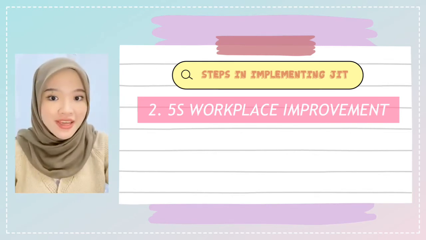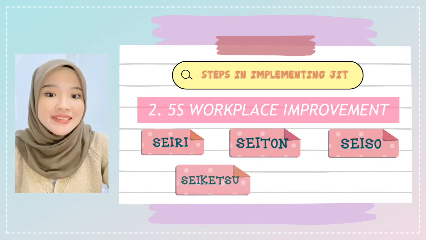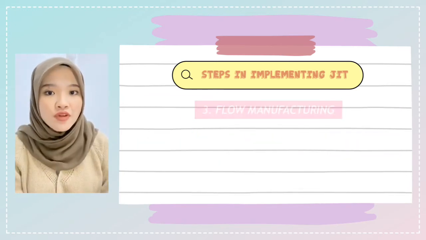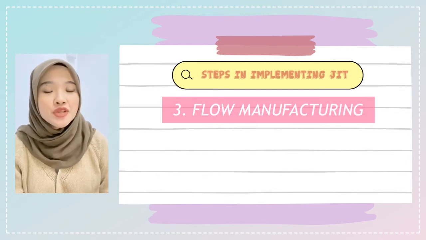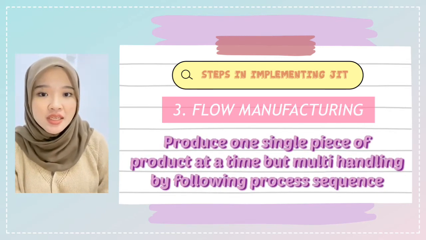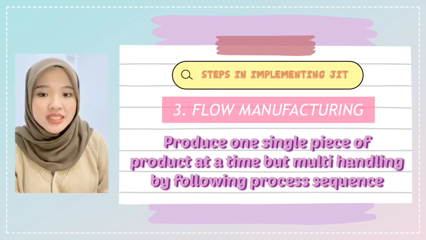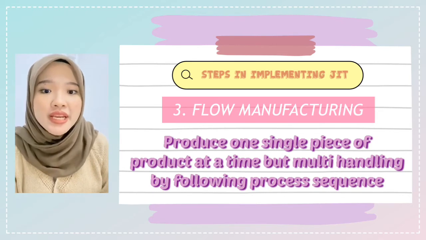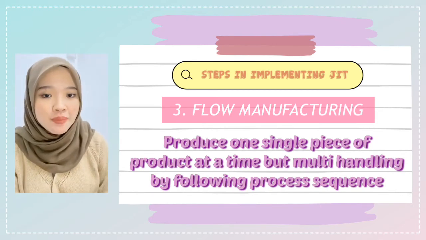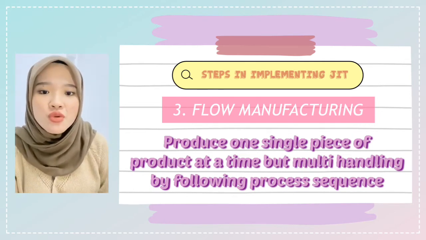The 5S are Seiri, Seiton, Seiso, Seiketsu, and Shitsuke. The third step is flow manufacturing, where you need to produce one single piece of product at a time, but multi-handling, which follows the process sequence. Some of the main points in this step are to arrange the machines in sequence, and then to use a U-shaped production line. And the third point is to produce one piece at a time.